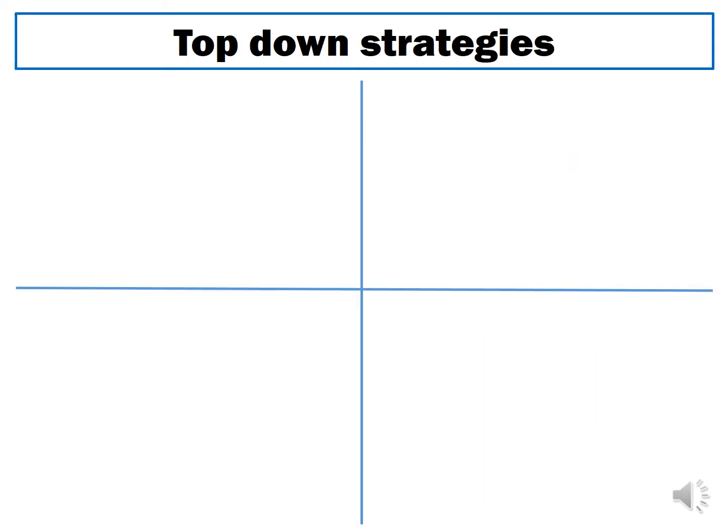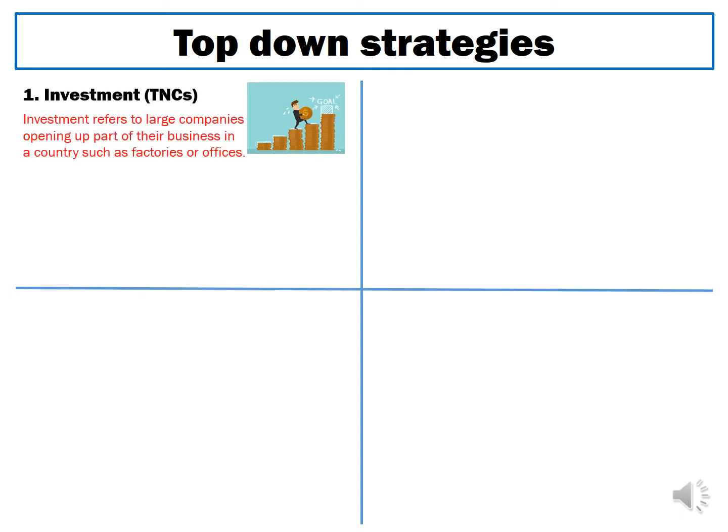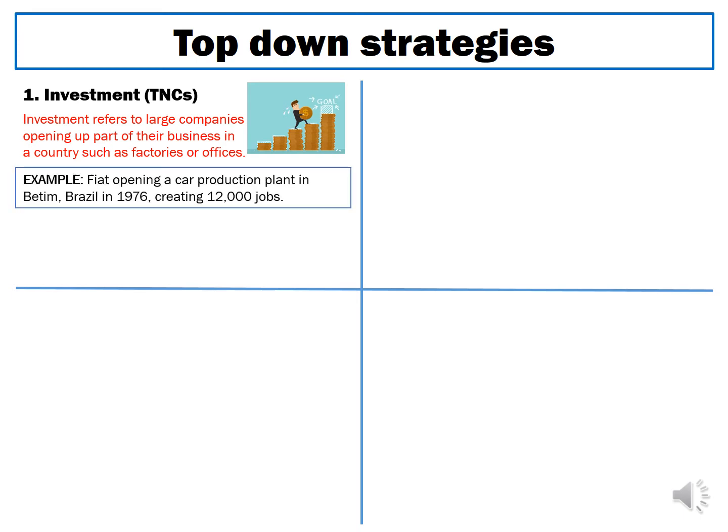We're now going to look at some different top-down strategies, starting with investment. Now, investment is when large companies open up part of their business in a country, for example, a factory or an office. And by large companies, we are talking about TNCs or transnational corporations. These are big companies that operate in more than 2 countries around the world. An example of this that you have studied is when Fiat opened their car production plant in Brazil in the 1970s, which created 12,000 jobs.